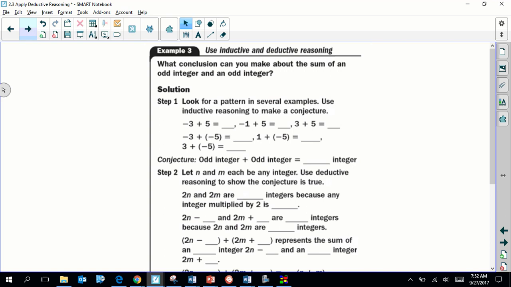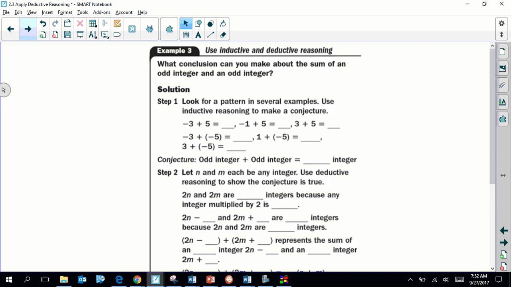Now here, I'm going to be up front. This one's going to be a little bit of a struggle, I think, for some of us to understand. I tried setting it up in a way that I hope will help clarify some things as we go through it. So the example asks, what conclusion can you make about the sum of an odd integer and an odd integer?